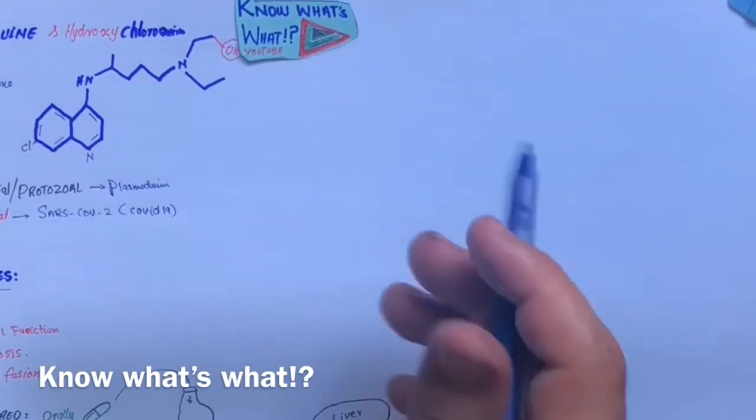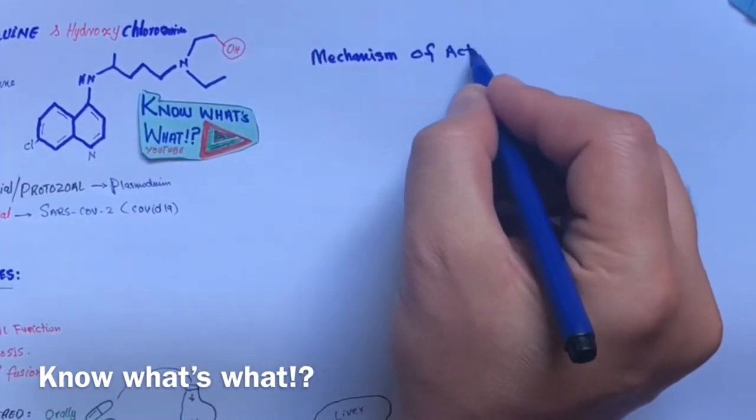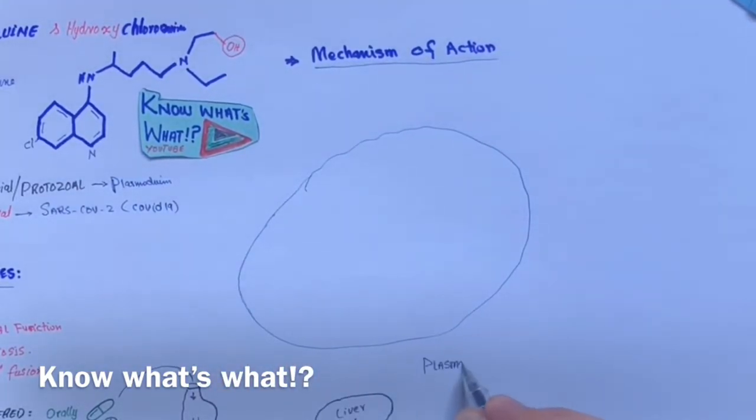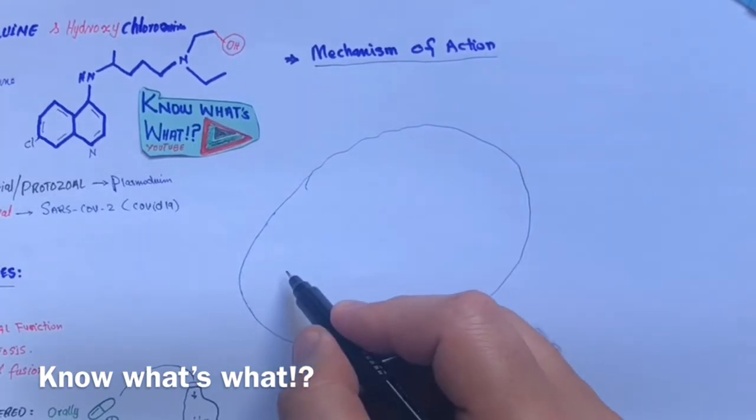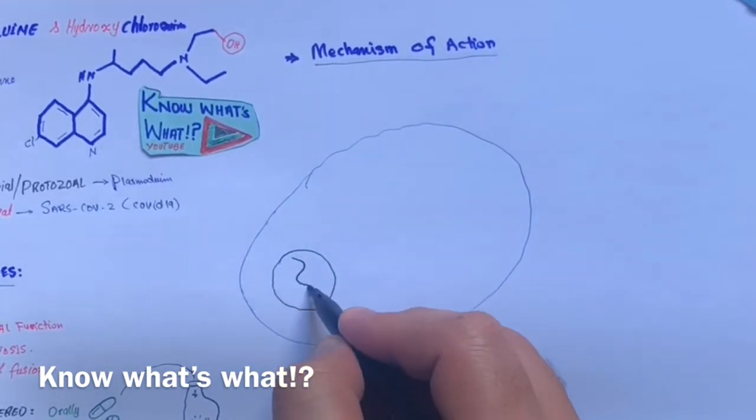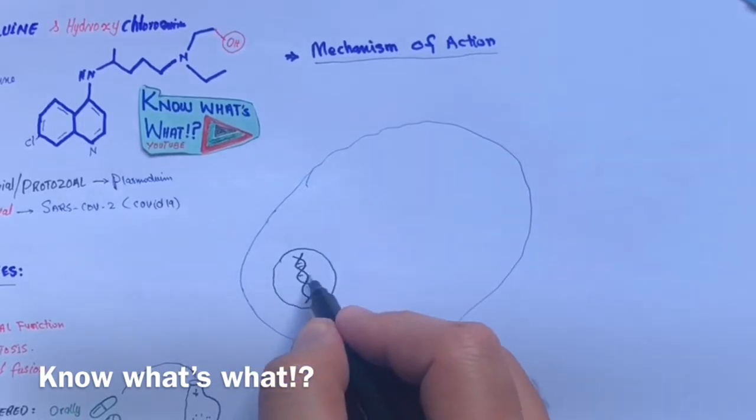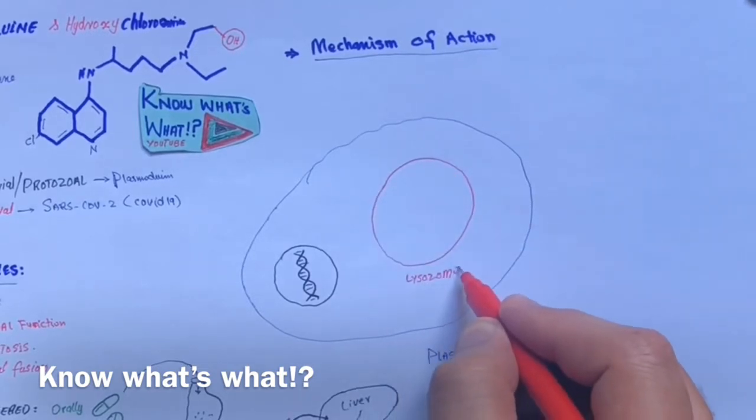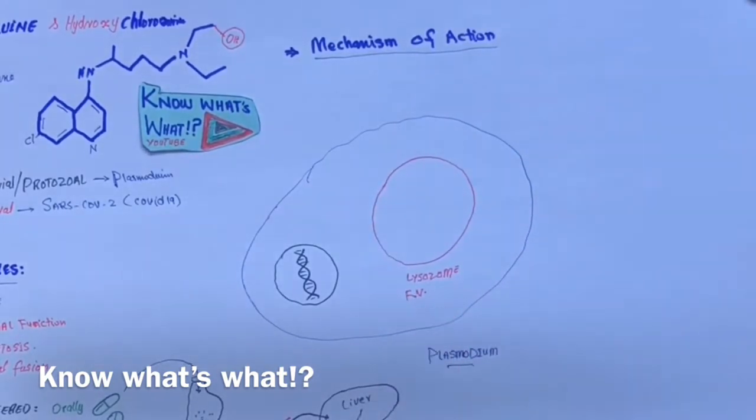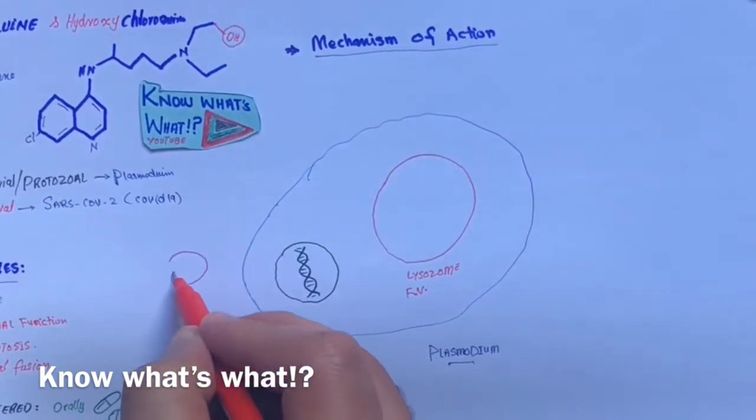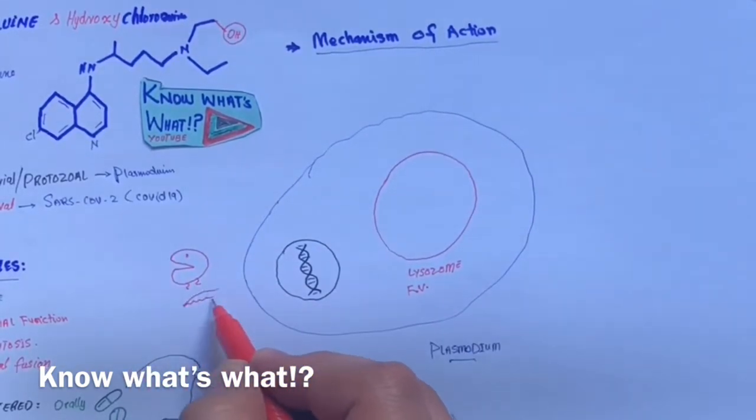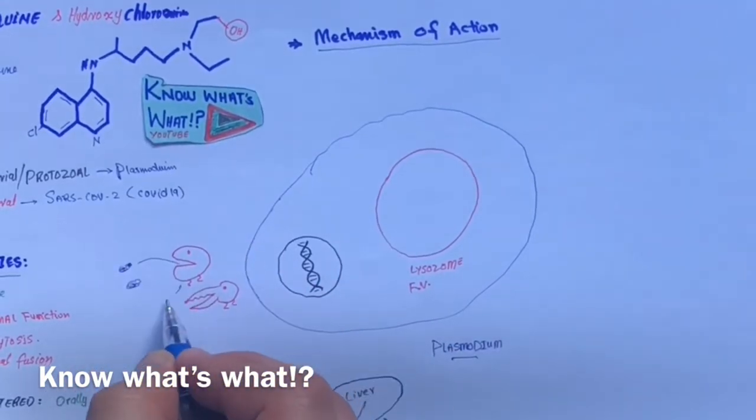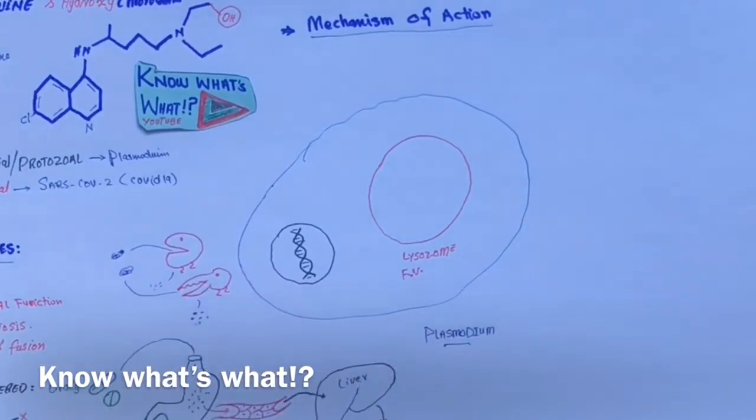Now, let's look at the mechanism of action of chloroquine and hydroxychloroquine. Here we draw the plasmodium cell. Let's imagine this is the plasmodium cell. It has the nuclear material and genetic material here, and it has the food vacuole, which is called the lysosome. So here is the lysosome. Now the lysosomes contain enzymes. These enzymes are digestive enzymes, and the function of the enzymes is to degrade the abnormal protein and other cellular particles.